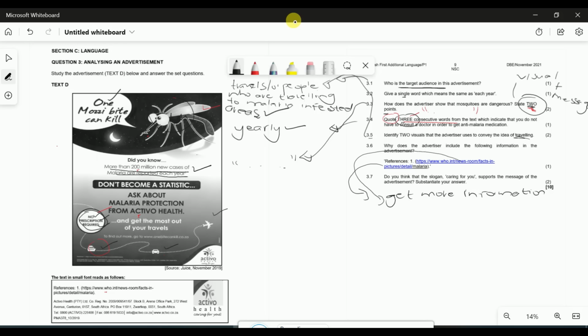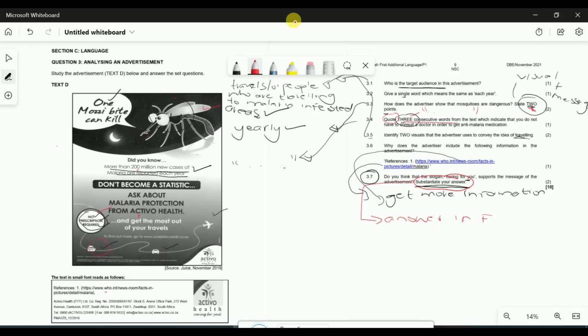Now I'm going to speak at great length with regard to 3.4. Do you think that the slogan "caring for you" supports the message of the advertisement? And then the examiner says, substantiate your answer. This is a higher order question. It will always be there in English FAL Paper 1, and it will be asked differently. Sometimes examiners will say, were you convinced to use the advertised product? And they will say, what do you need to do? You need to substantiate. Whenever you are asked to substantiate, you must answer in full.